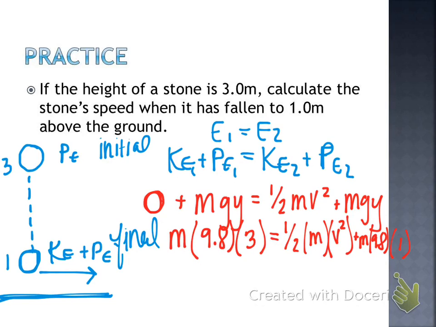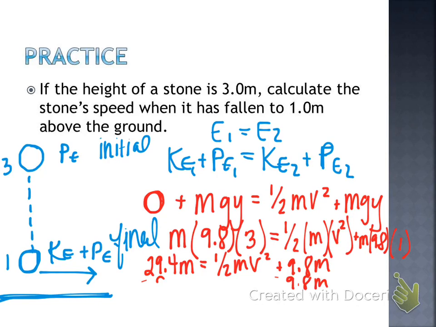Okay, so the whole left side of the equation should be 9.8 times 3, so 29.4 m equals 1/2 mv squared plus 9.8 m. I want to combine those like terms, so I'm going to subtract my 9.8 m over.